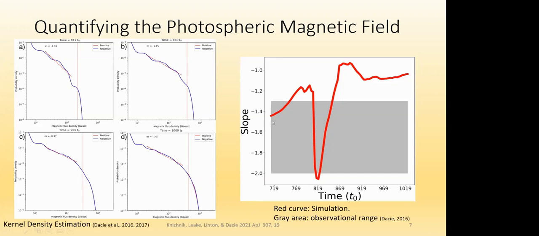We plotted the slope as a function of time here on the right. The gray shaded region represents the range of values observed in active regions by Dacie et al. in 2016, 2017. And you can see that, not for the entire duration of the simulation, but we do reproduce a lot of the observed slopes, at least for an early to middle portion of our simulation. So at least quantitatively, we're getting there in terms of reproducing the observed distributions of flux. There's still some work, of course, to explain these deviations.